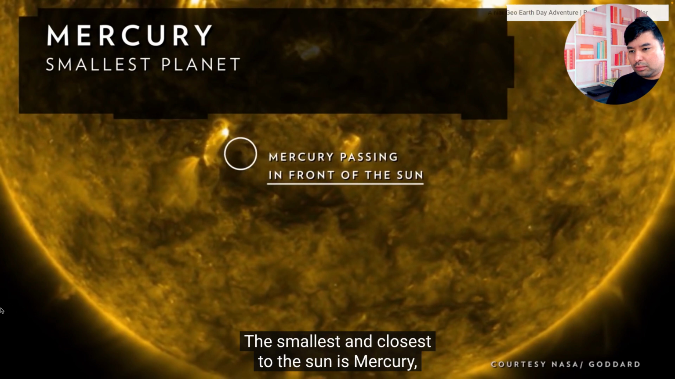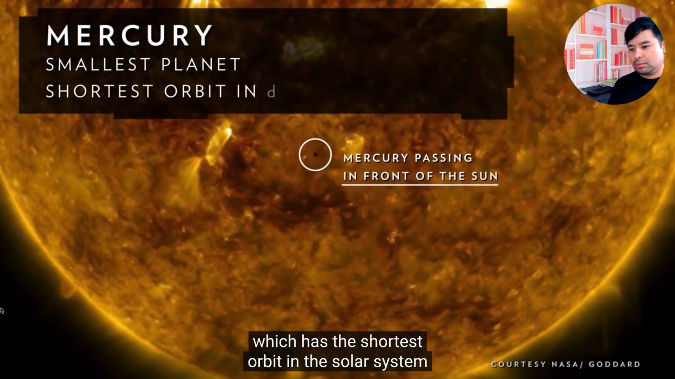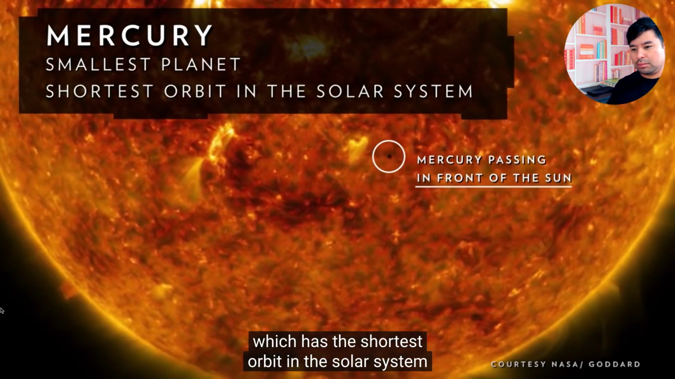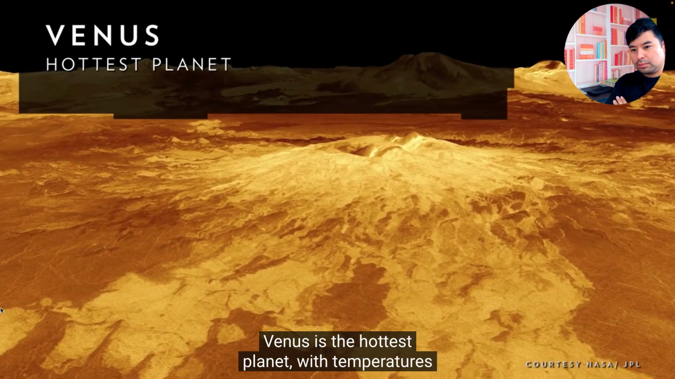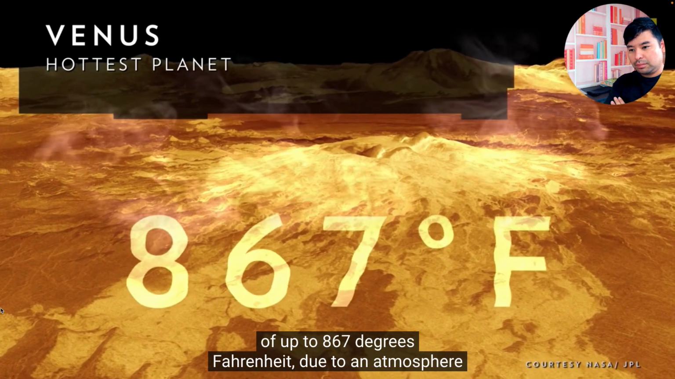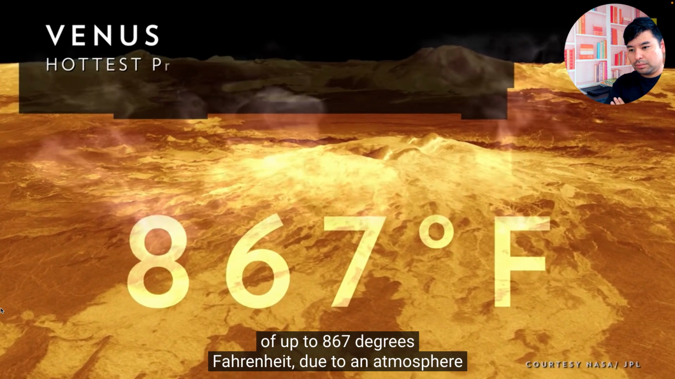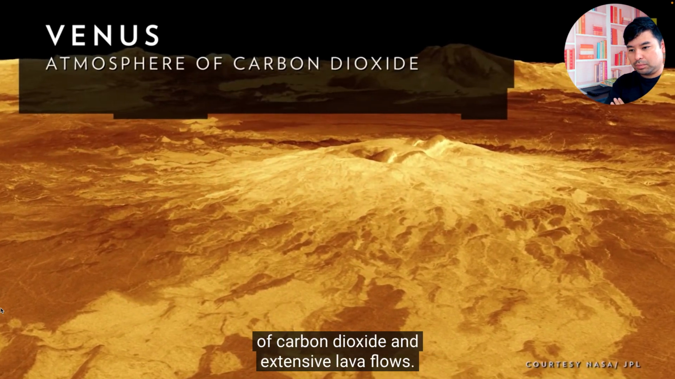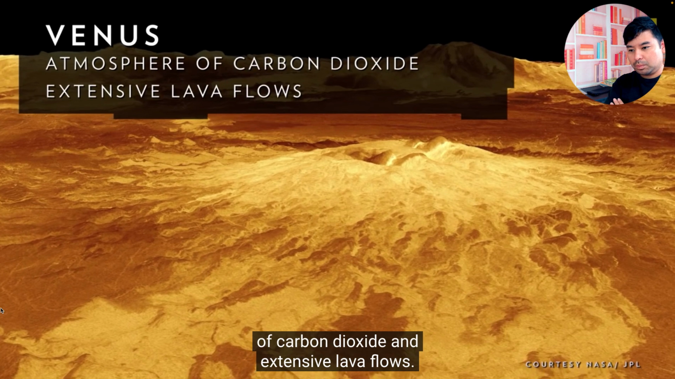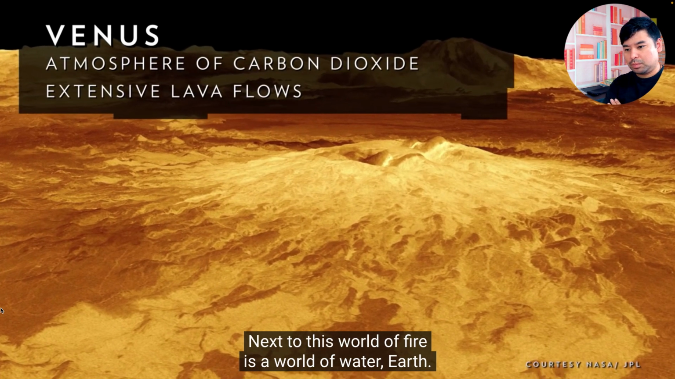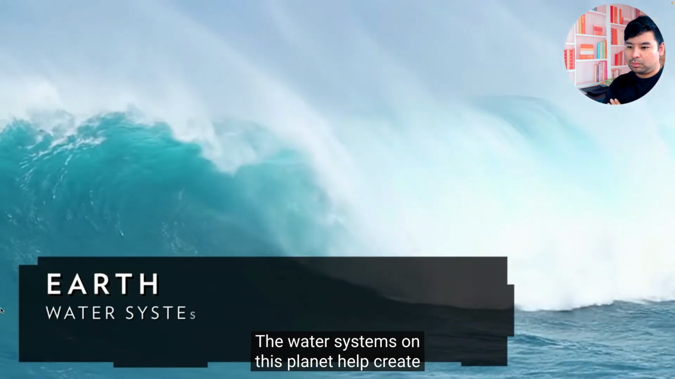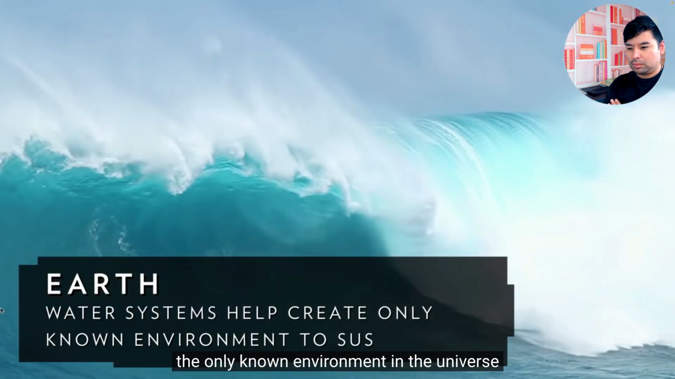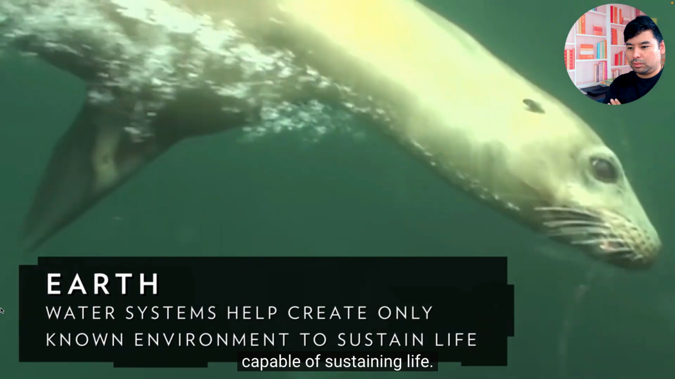The smallest and closest to the Sun is Mercury, which has the shortest orbit in the solar system at about 3 Earth months. Venus is the hottest planet, with temperatures of up to 867 degrees Fahrenheit due to an atmosphere of carbon dioxide and extensive lava flows. Next to this world of fire is a world of water, Earth. The water systems on this planet help create the only known environment in the universe capable of sustaining life.